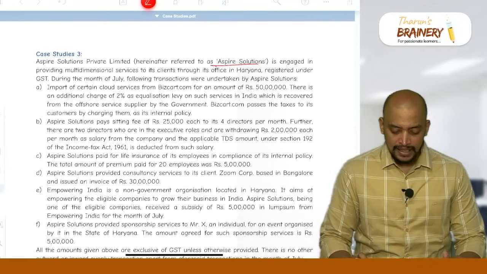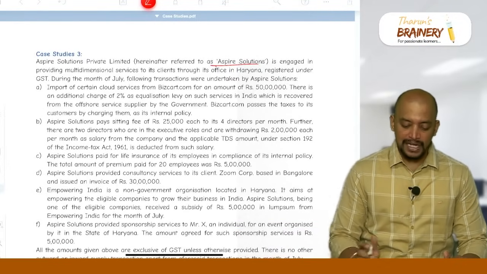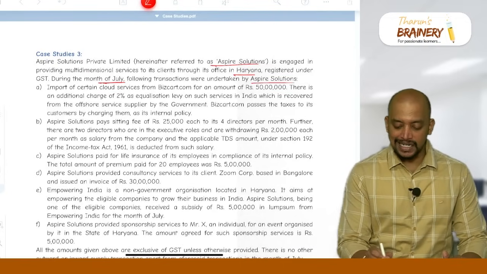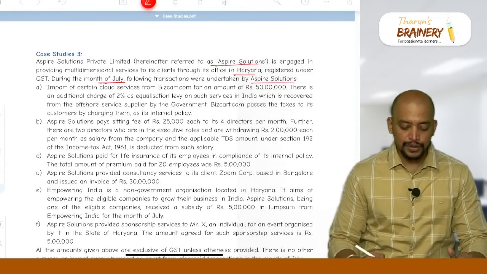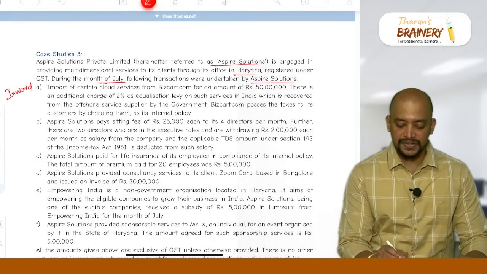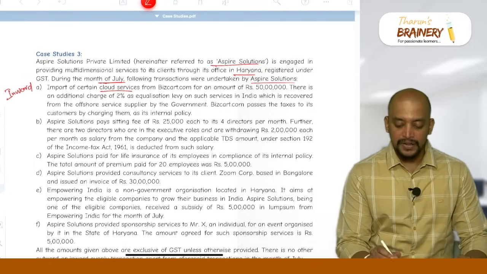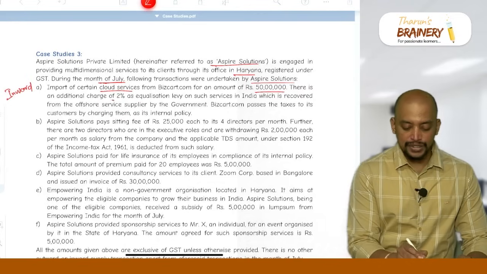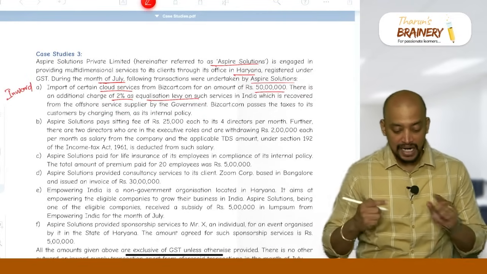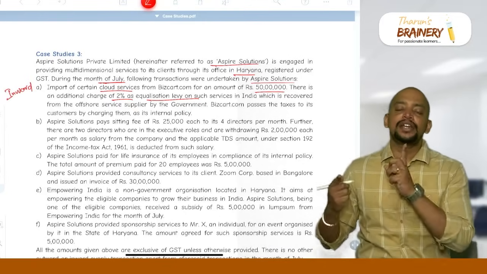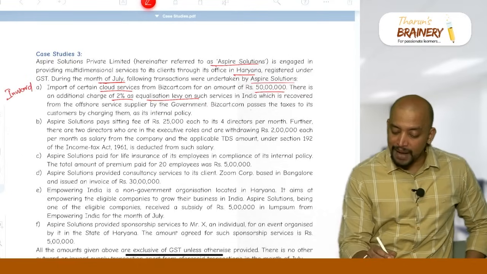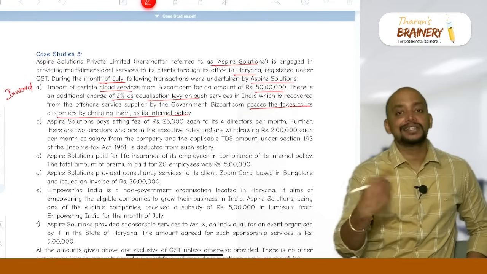So first they have got some transactions. They are registered in Haryana under GST during the month of July. Following transactions were undertaken by Aspire Solutions. Import of certain cloud services, import means inward supply, from BizCart. Cloud service means OIDAR services for an amount of 50 lakhs. There is an additional charge of 2% as equalization levy on such services in India, which is recovered from offshore service supplier by government. So Indian government is collecting it from the service provider outside India, that is BizCart, and BizCart passes on the taxes to its customers by charging them as an internal policy.